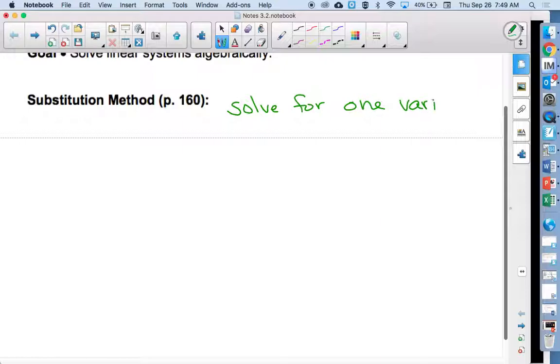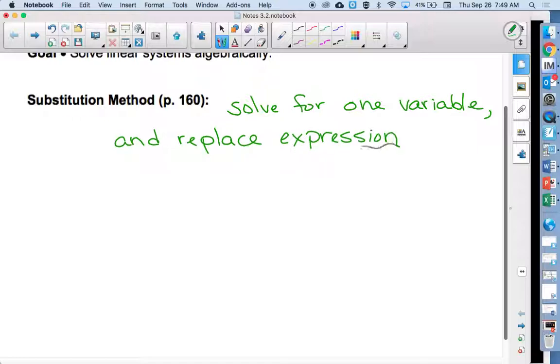Yeah. So he said solve for one of the variables. So we're solving for one variable. And then substitute. What's another word for substitute that we could use? He said plug in. What else do we use for substitute? Beginning with an R. Replace. Yeah. So we will be replacing that expression, whatever y or x is equal to, into our second equation.